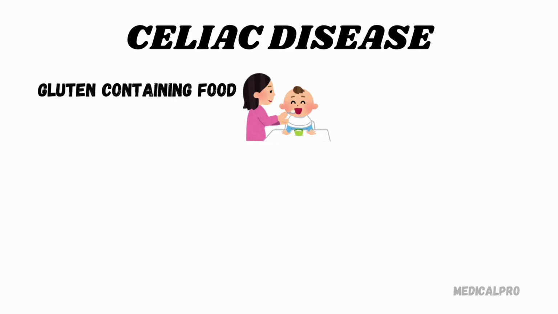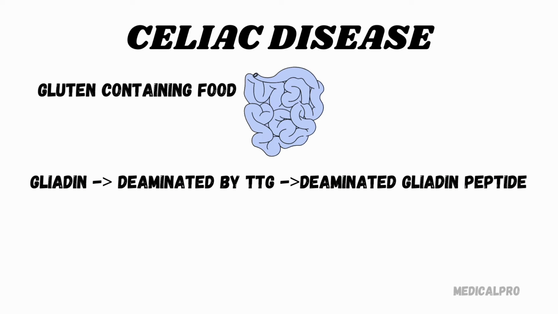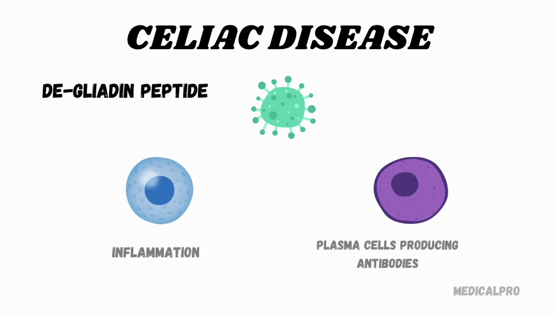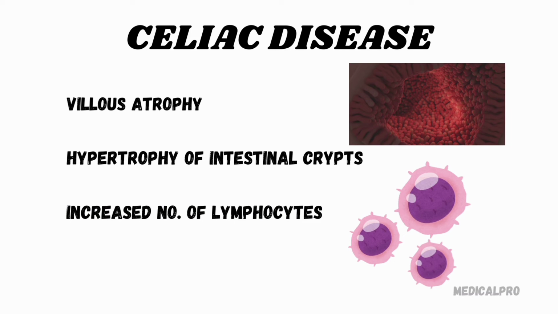Whenever a gluten-containing food is given to a child, it passes through the duodenum, and at the jejunum this gluten is broken down into gliadin, deaminated by tissue transglutaminase into deaminated gliadin peptide, and this peptide acts as an antigen, in turn activating T helper cells to produce the inflammation and activates the B cells to produce antibodies from the plasma cells. This series of pathophysiology results in villous atrophy of the bowel, hypertrophy of the intestinal crypts, and there will be an increased number of lymphocytes.